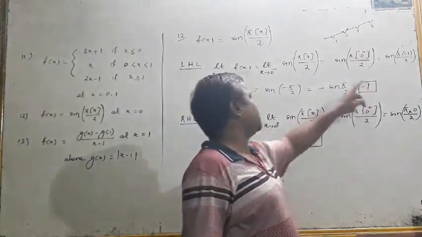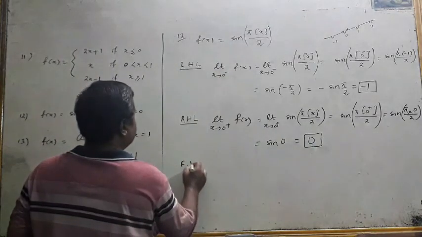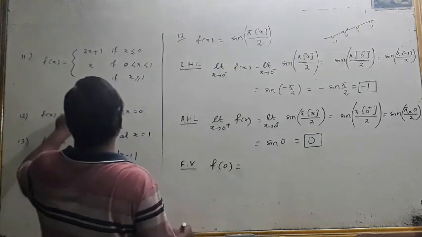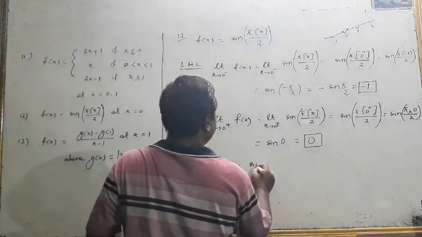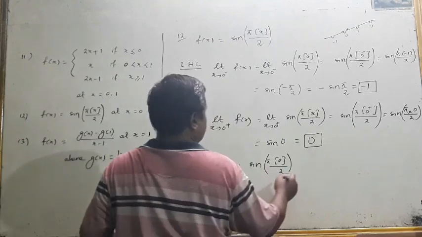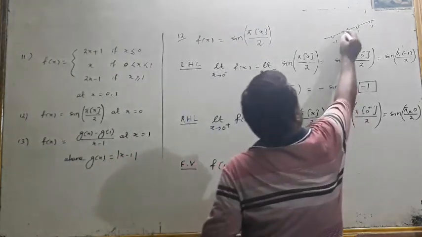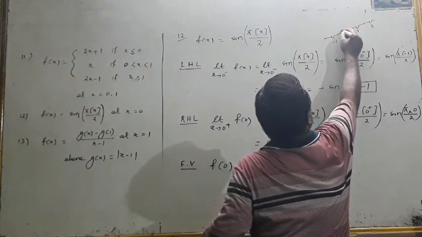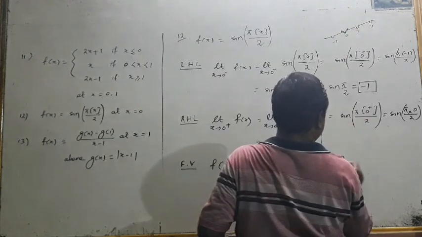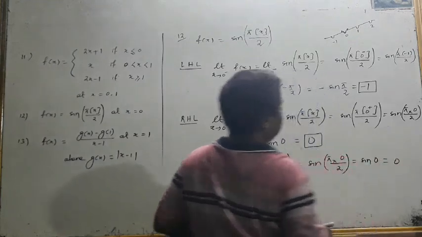Left hand limit is -1, right hand limit is 0. So the functional value you have to find. What is the functional value? f(0), you put 0 here: sin(π[0]/2). If you put 0 inside it, it becomes 0/2. So it is sin 0.